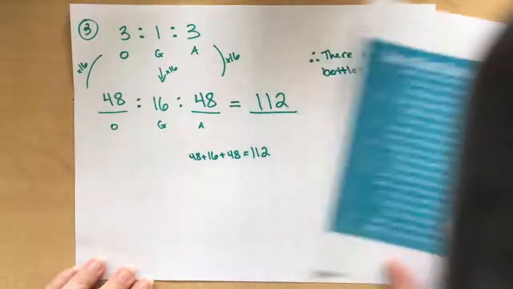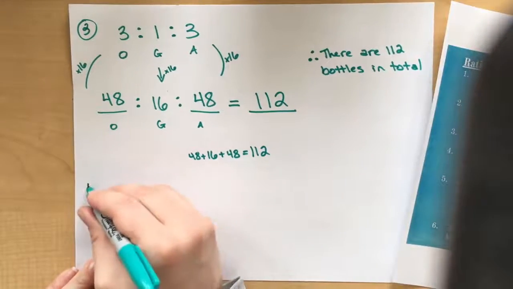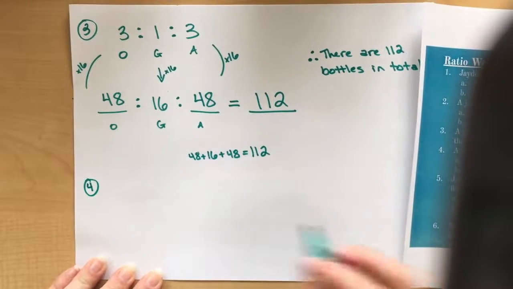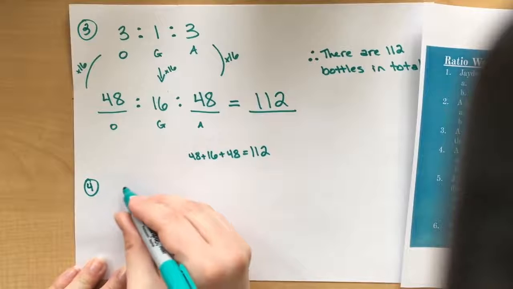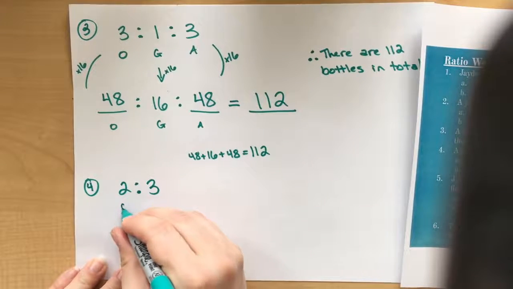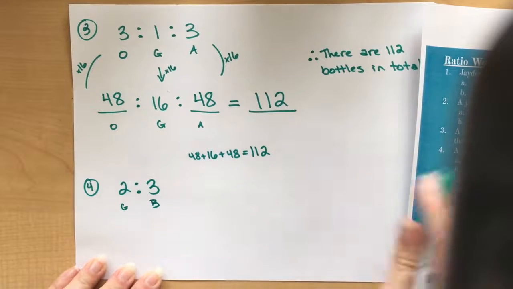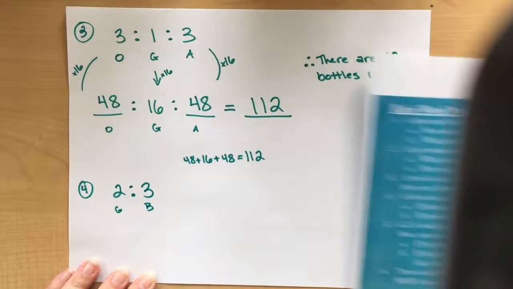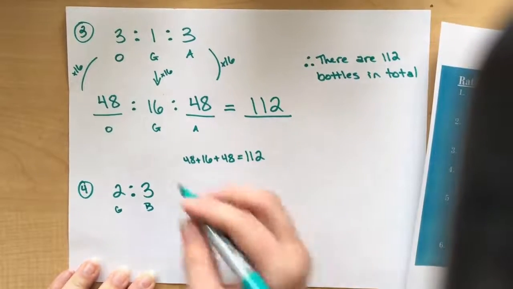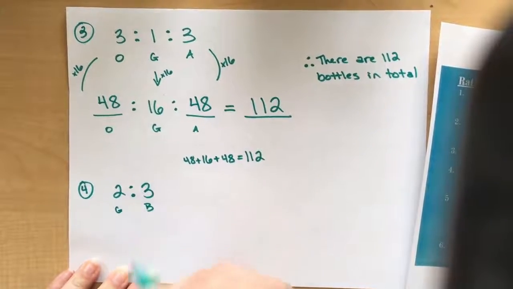Question, we're going to do 4 actually here, otherwise I will run out of paper. 4. A class has a ratio of 2 to 3 girls to boys. So start by writing out what you know. 2 to 3 girls to boys. Okay. If there are 80 students, how many will be girls? Okay. So 80 students meaning in total.